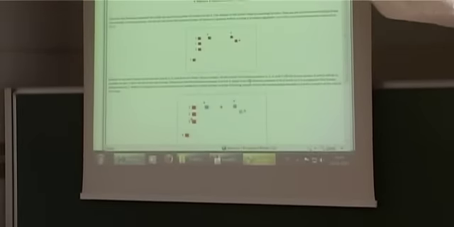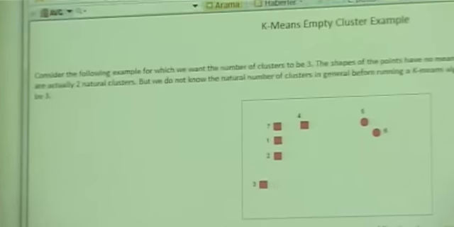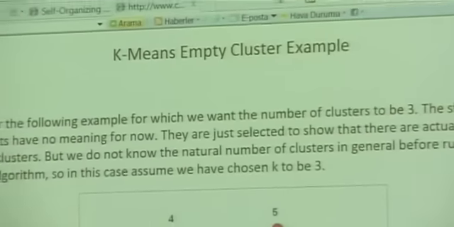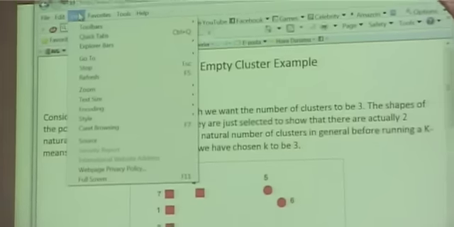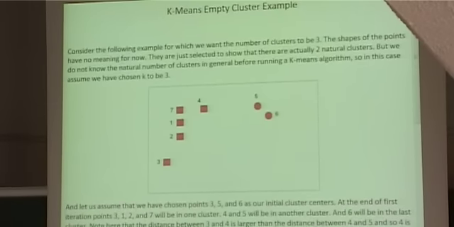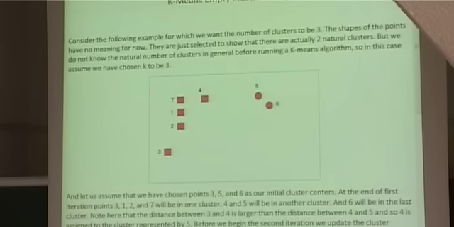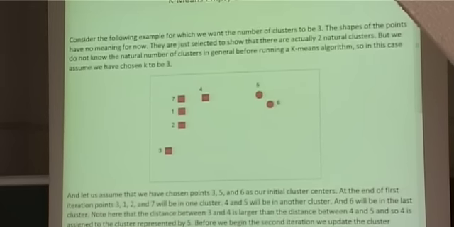It needs some thinking. Last year we discussed this in class, and I came up with an example. Let me zoom in on this, and let's make it full screen. Okay, so this is the k-means empty cluster example. In this example, we have 7 points, and we want to group them into 3 clusters.